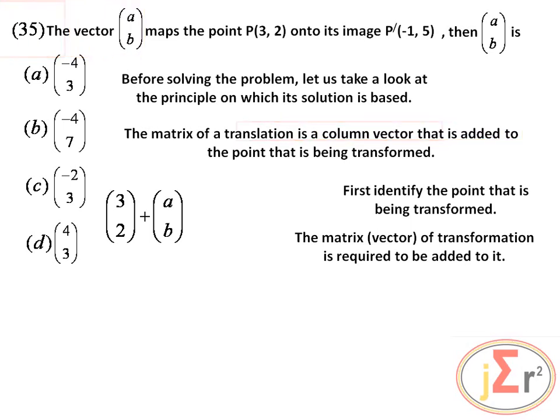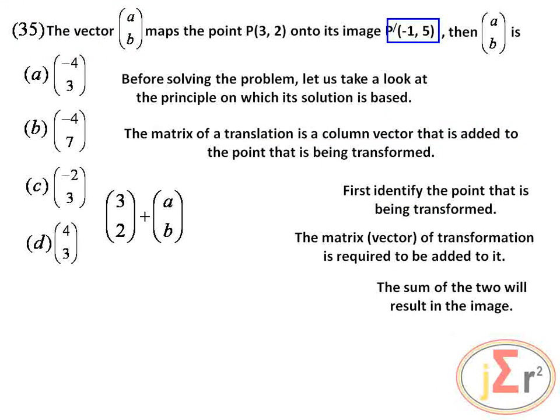And there we have the resulting point. The sum of the two will result in the image of the point. So let's have the image on the right hand side. The initial point plus the vector is equal to the image. That's it. But we need to make the vector the subject of the formula in order that we can find what the vector is.